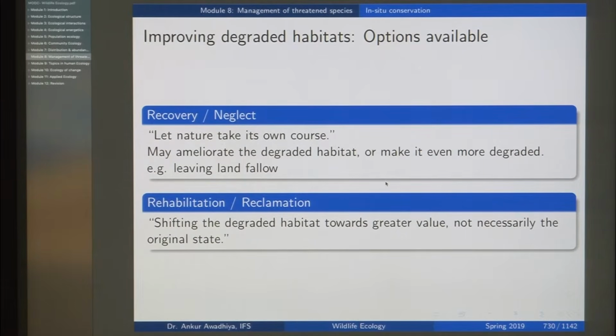And then we looked at the options that are available. First is recovery. You do not do anything and let nature take its own course.